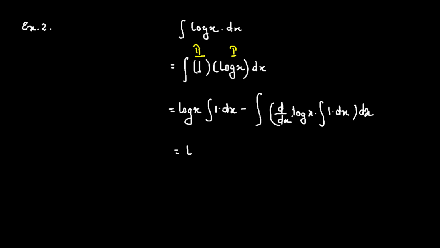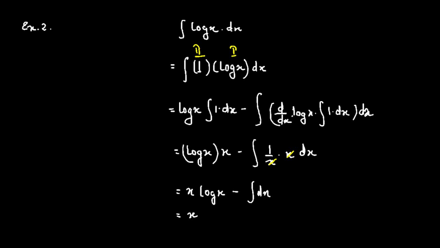So that should give us log of x times integration of dx will be x minus the derivative of log x is 1 over x and integration of dx is x dx. So you can clearly see that the x and x get factored out, so that leaves behind the integration of dx, and that should finally give us x log x minus integration of dx, which is x plus c.